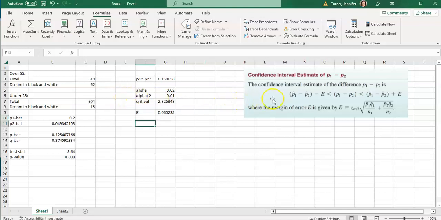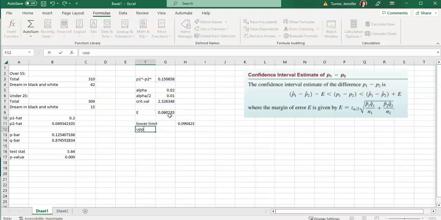And now to do the confidence interval, the lower limit is this guy right here, lower limit, and that's going to be P1 hat minus P2 hat, which was this number, minus E. So minus, this was E right here. So that's our lower limit. Upper limit, same thing, equals P1 hat minus P2 hat, which was this, plus E, plus E.